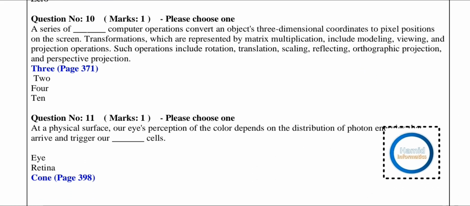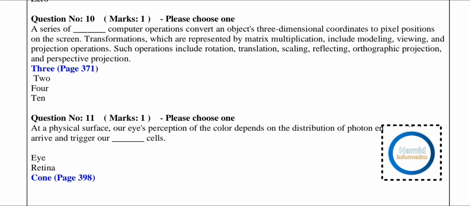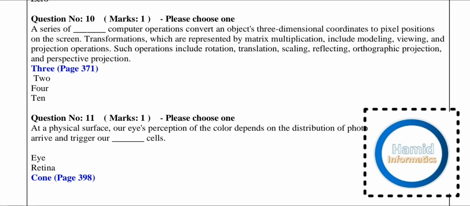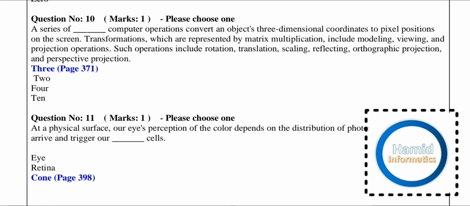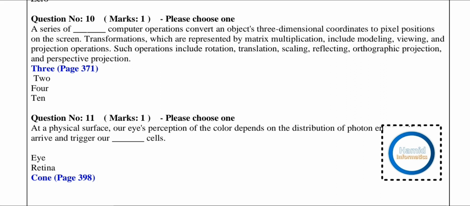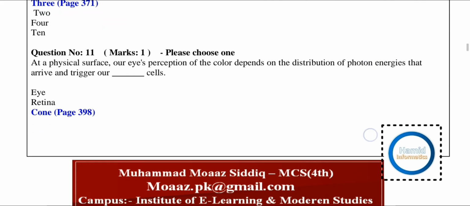A series of dash computer operations convert an object's three-dimensional coordinates to pixel positions on the screen. Transformations, which are represented by matrix multiplication, include modeling, viewing, and projection operations. Such operations include rotation, translation, scaling, reflecting, orthographic projection, and perspective projection. And the answer is 3.